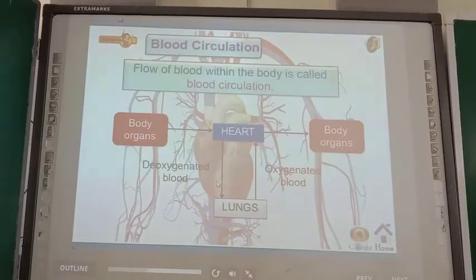We shall now know about the circulation of blood in the body. Flow of blood within the body is called blood circulation. The directions of blood circulation are illustrated in the diagram. Let us view an animation to learn the mechanism.